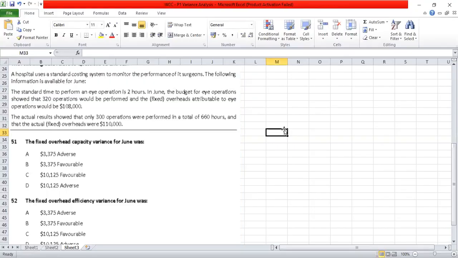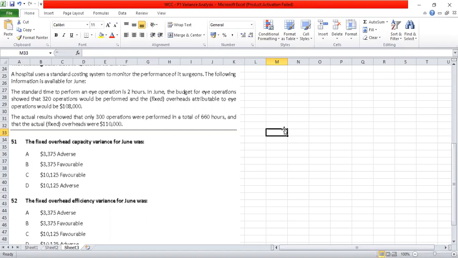A hospital uses a standard costing system to monitor the performance of its surgeons. The following information is available for June. The standard time to perform an eye operation is 2 hours. In June, the budget for eye operations showed that 320 operations would be performed and the fixed overheads attributable to eye operations would be 108,000. The actual results showed that only 300 operations were performed in a total of 660 hours and that the actual fixed overheads were 110,000. The fixed overhead capacity variance.